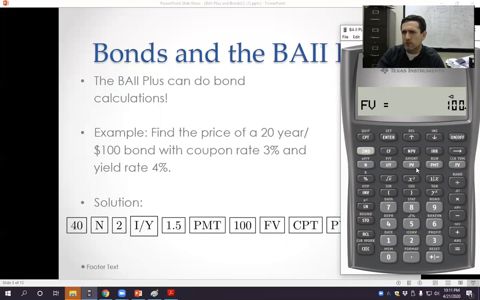Now let's do the present value. We get minus 86 and 32 cents roughly. And that should make sense with the minus because you have to pay this amount to get $1.50 every 6 months for 20 years and $100 at the end of 20 years. It doesn't make any sense at all to get 86.32 at the beginning of this bond. It doesn't make sense to get $1.50 every 6 months for 20 years and then 100 after 20 years. That makes no sense at all. You've got to pay for the bond.